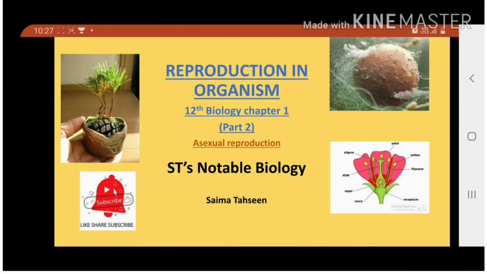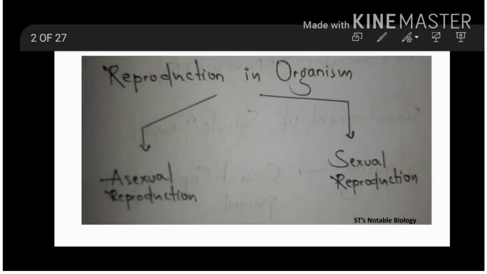In our previous video, we discussed reproduction in organisms. That was actually the introductory part. In this video, we are going to discuss asexual reproduction in detail, and it is the second part of the chapter Reproduction in Organisms. As we know, reproduction is of two types, asexual reproduction and sexual reproduction. Let's see the definition of these two terms.